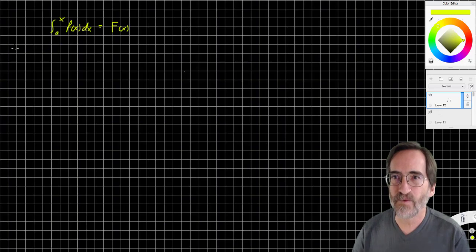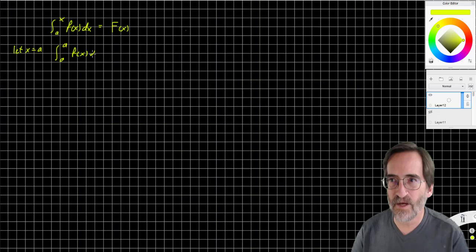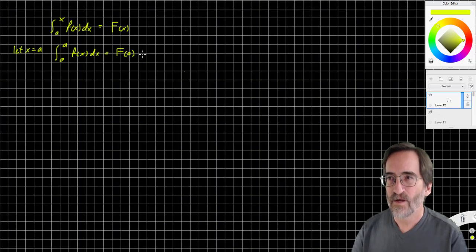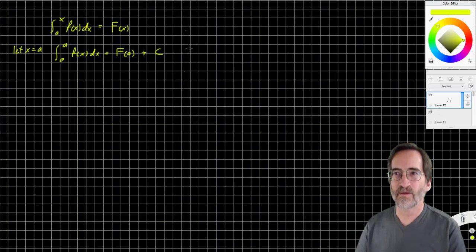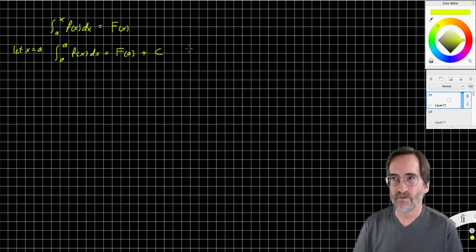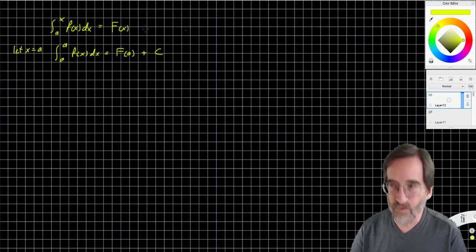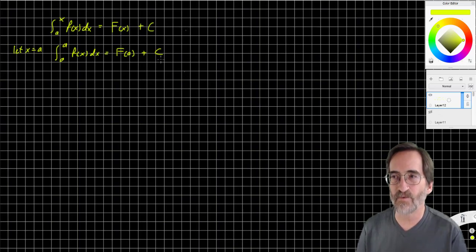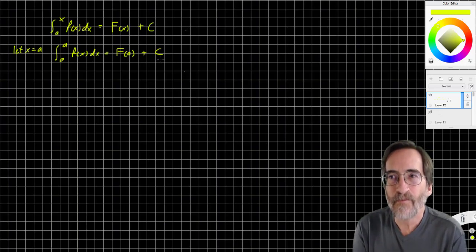Let's substitute, let x equal a. Then we get the integral from a to a of f of x dx equals capital F, and we just replaced x with a, so F of a, plus some constant c. Oh, and I forgot to place that in the original one. We need the constant of integration.